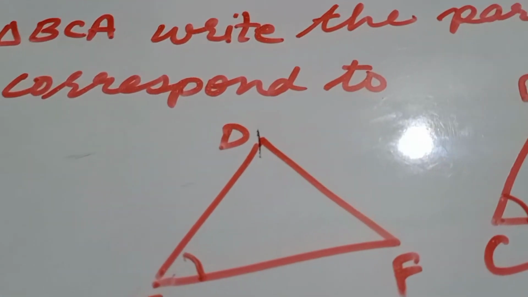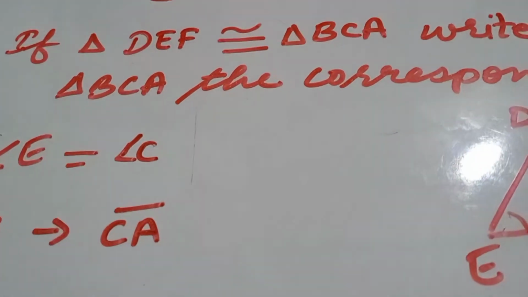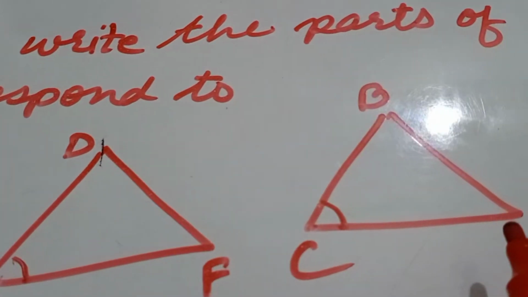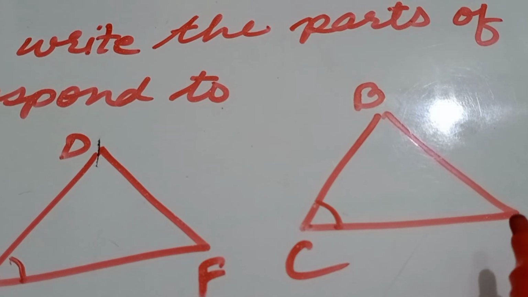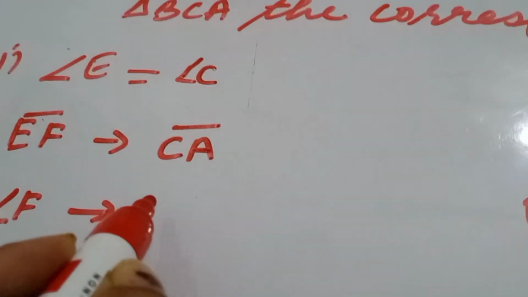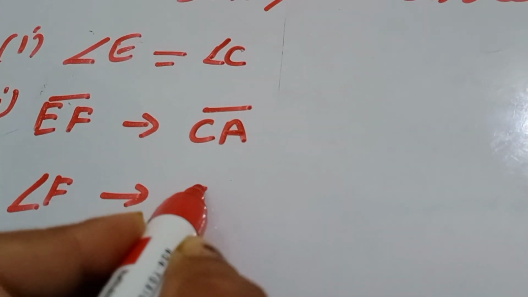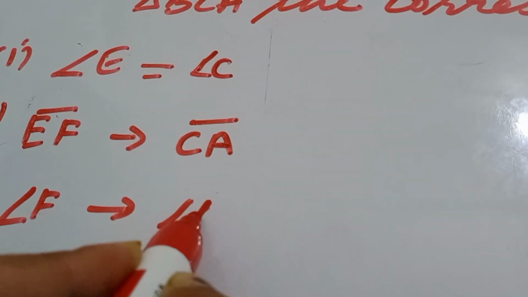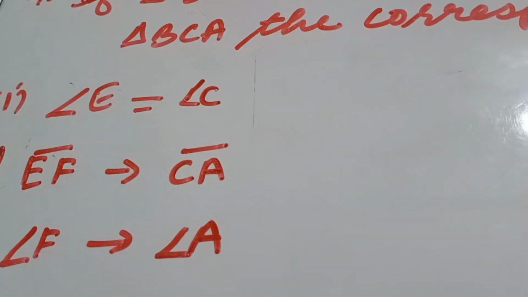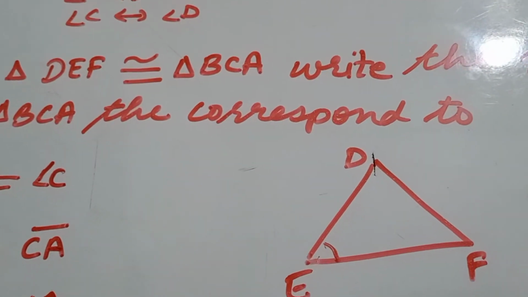So now the third part, angle F. Here angle F. So which vertex is matching with F? That is A. So angle F corresponds to angle A. The next part is DF.